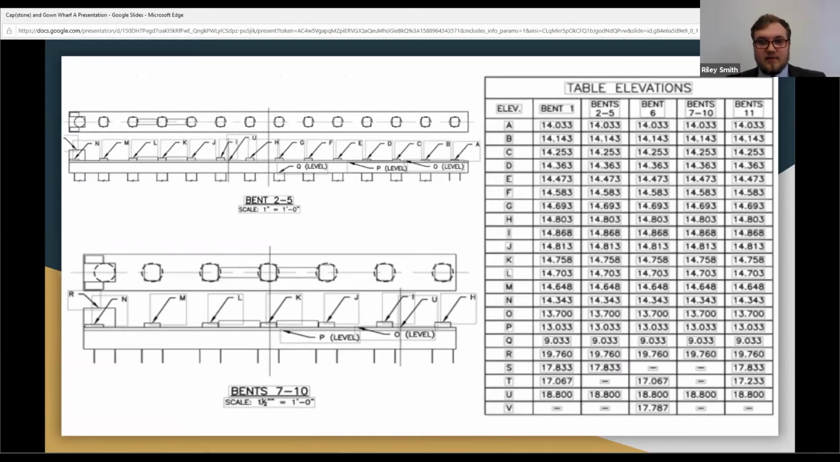And here we have typical elevation views of bents 2 through 6 and bents 7 through 10. We also have the tabulated elevations for each bent as well.